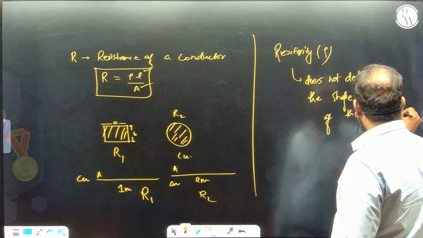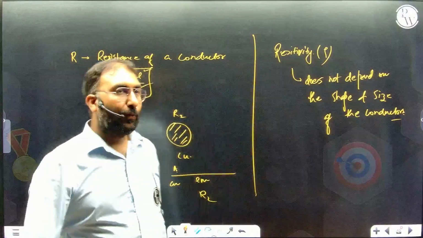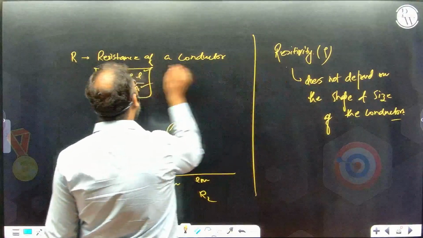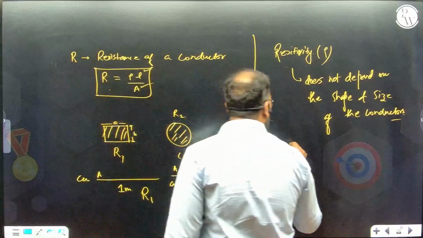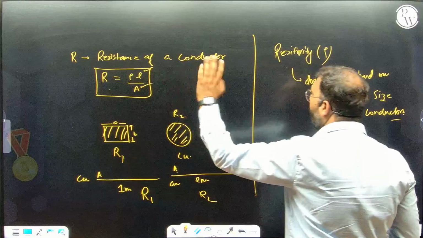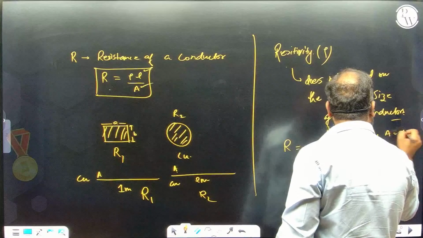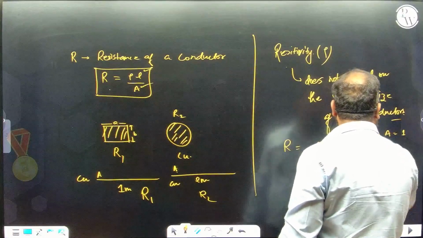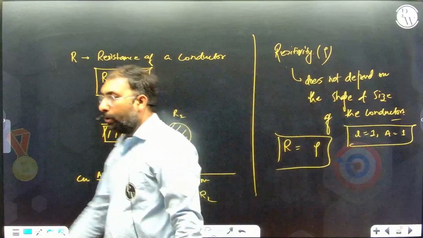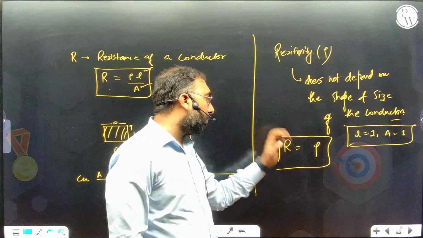All the conductors made of the same material at the same temperature will have the same resistivity. So when resistance and resistivity become the same, that is, R equals rho, and I have made the value of L equal to 1 and A equal to 1, L is 1 meter and area is 1 meter square. In such a scenario, R will be equal to rho. R and rho will become equal. So this is one situation when the resistance will be equal to the resistivity.